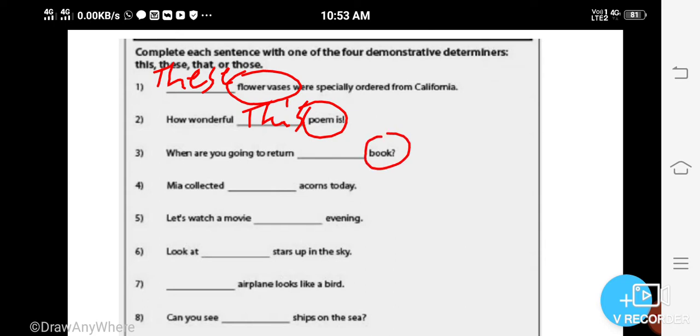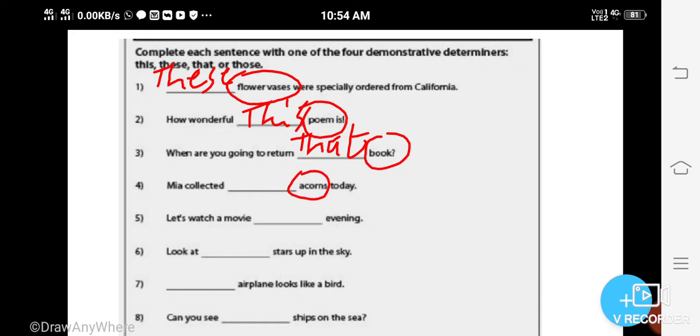Only one book. So the answer should be that book. We can use the determiner that or even this. Both are correct. When are you going to return this book or when are you going to return that book? Both are correct.